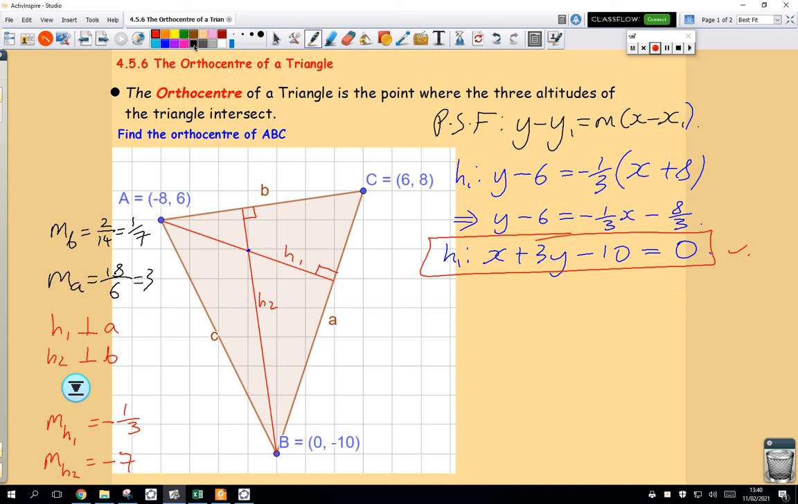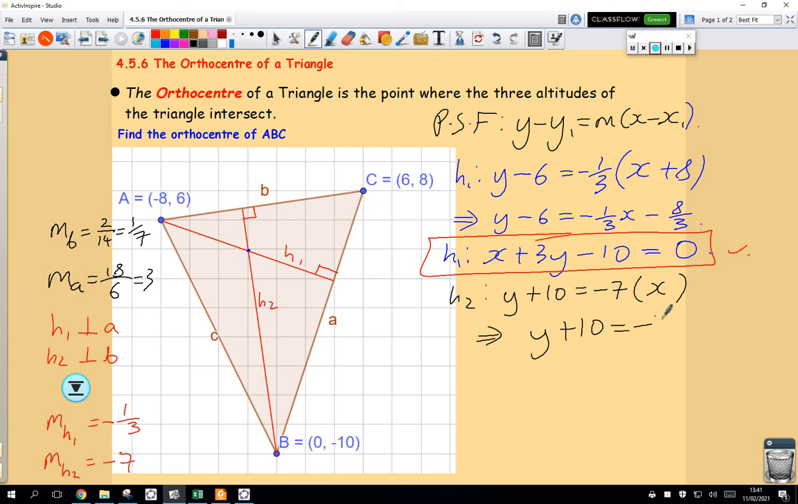I'm going to look at the second altitude. I'm going to use the point slope form again. The second altitude here contains the point 0, negative 10. So y subtract negative 10, well that's just y plus 10, equals m times x, so m of this slope of this is negative 7 times x subtract 0, which is just x. Actually 0, negative 10 is on the y-axis. It would have made more sense to use slope-intercept form here, but it doesn't matter.